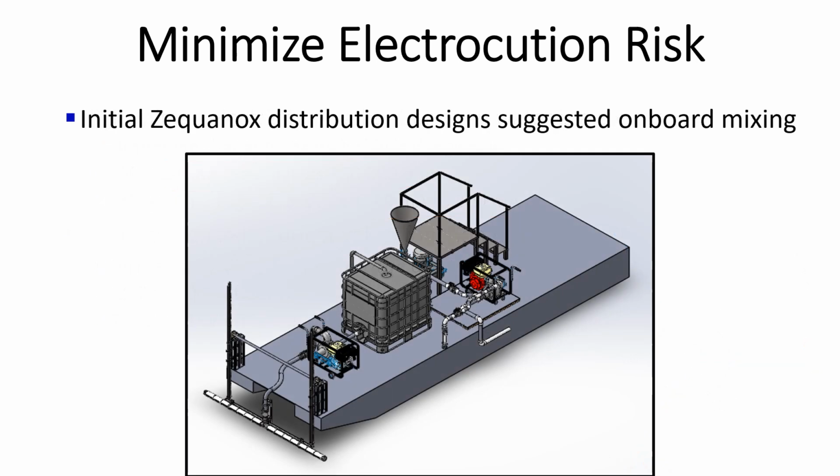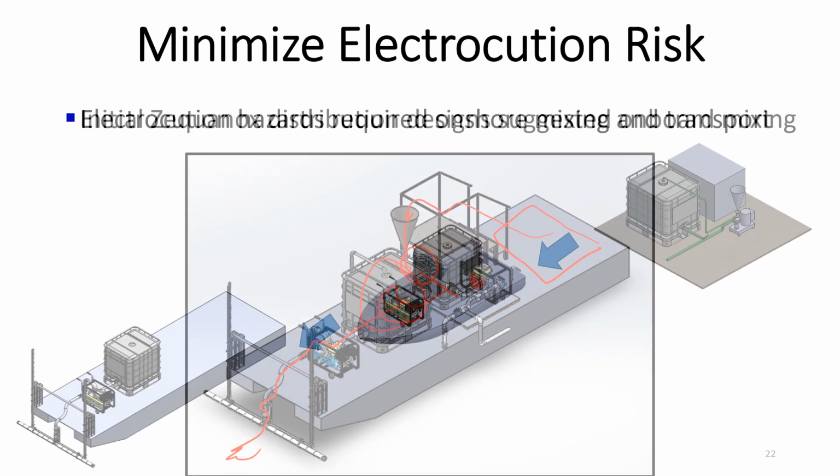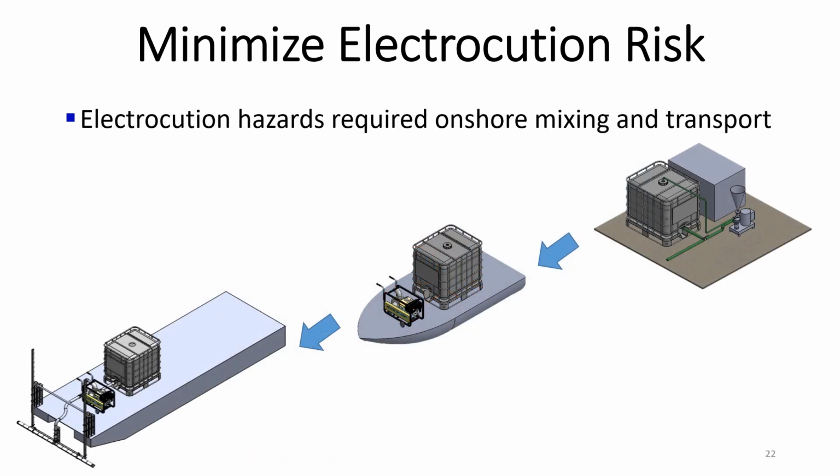So the initial design proposed to do everything on the boat itself, to have bags of Zequanox mixture placed in the storage container to be lifted up and poured into the hopper, where they're funneled down to the high shear mixer for distribution into the storage tank and then injection to the floor of the pond. But the electrocution risks proved so concerning that an adaptation of this design was made to accommodate two boats and an onshore mixing site for the mixing and distribution of the Zequanox material itself.